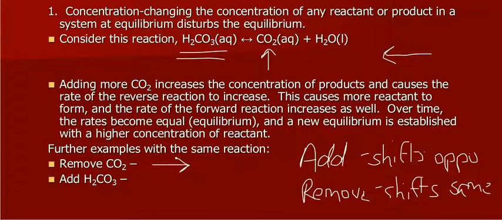Let's say I add H2CO3. Well, H2CO3, go back to the equation, is a reactant. If I add something, it shifts opposite. Opposite of reactants is products. So we just draw arrows to say which way the equilibrium position will shift. It can be left, it can be right, it can be neither. So these are the rules for concentration. Add shifts opposite, remove shifts the same.